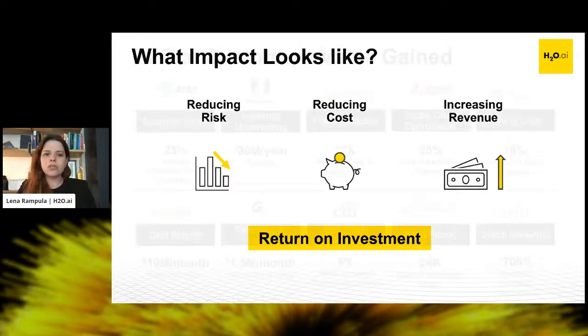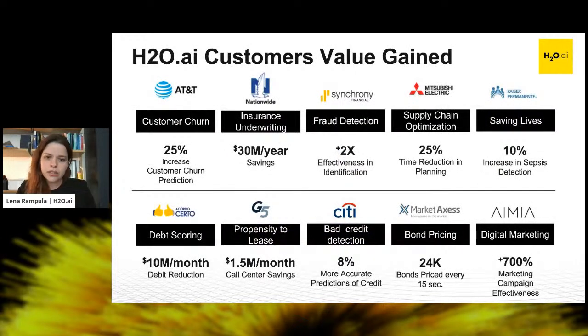Here are some examples of our customers and the type of business value that they're gaining by using AI. Some of them may be some reduction in costs, reduction in planning time, savings. Some of them are about increasing the number of customers that they keep. Some of them are about making more accurate predictions. And all of those were implemented with AI, with those type of gains that you could expect from that type of project.